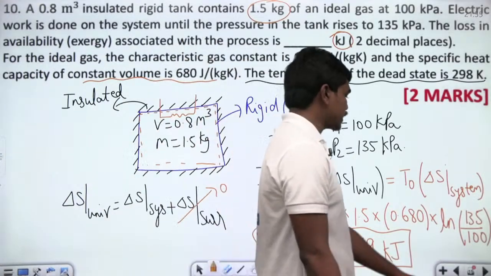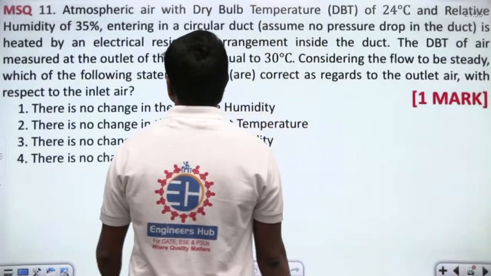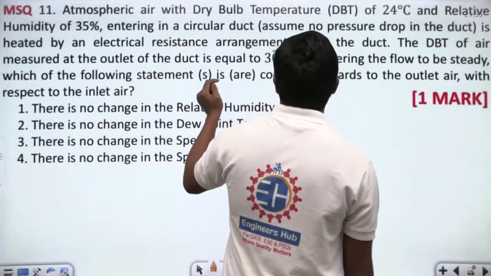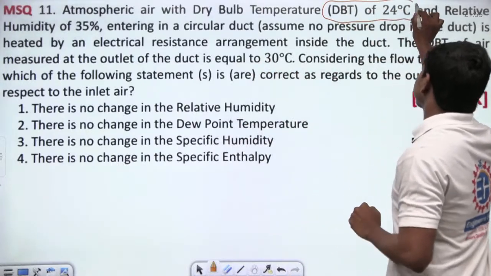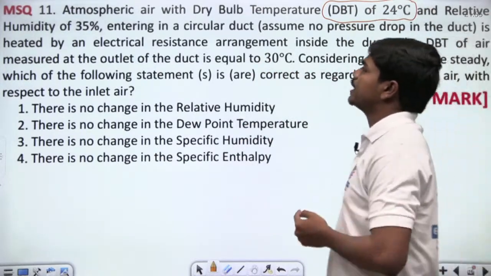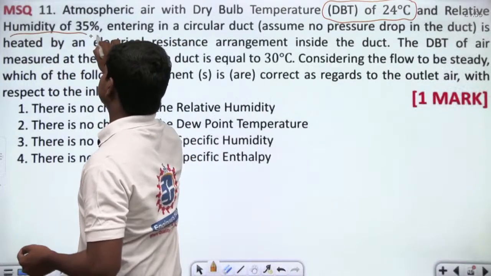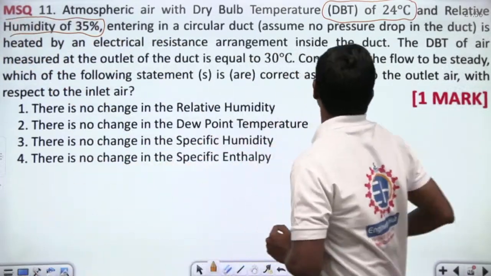Next, let's go for the next question. This is the easiest question. So atmospheric air with a dry bulb temperature of 24 degrees Celsius. So one thing has to be done: this data can be identified. And a relative humidity of 35%. So there is a relative humidity of 35%.